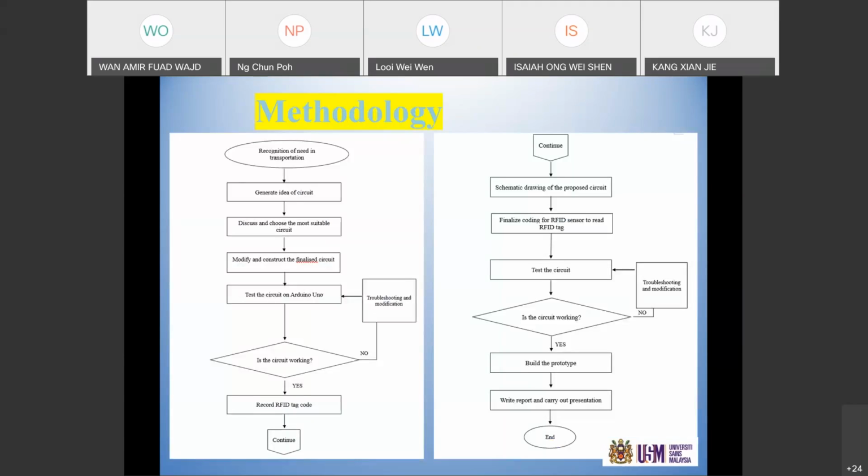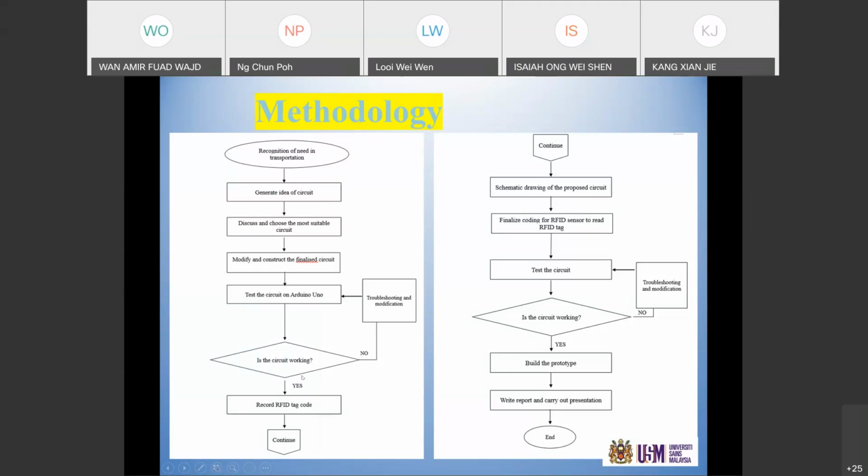Okay, so this is our methodology. This methodology follows the Mechatronic Design Philosophy. First we recognize the need in transportation, then we generate ideas of the circuit using Proteus 8 Professional. Then we discuss the most suitable circuit. Then we move on to modifying and constructing the finalized circuit. Then we test the circuit on Arduino Uno. If the circuit is working, then we will proceed. If it's not working, we'll troubleshoot and see what we need to modify.